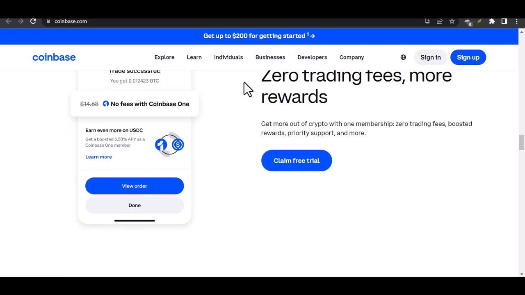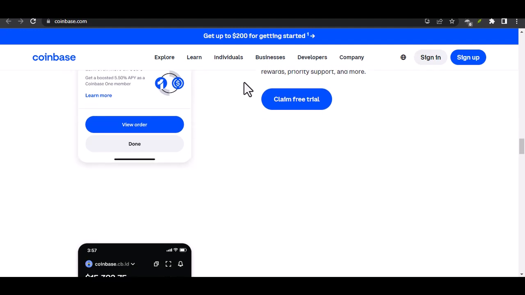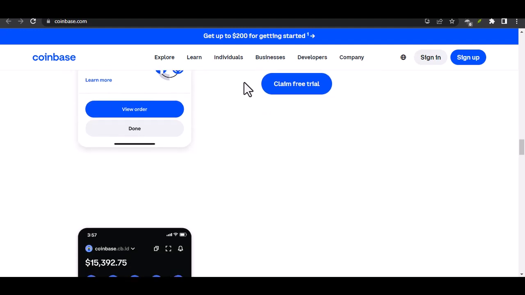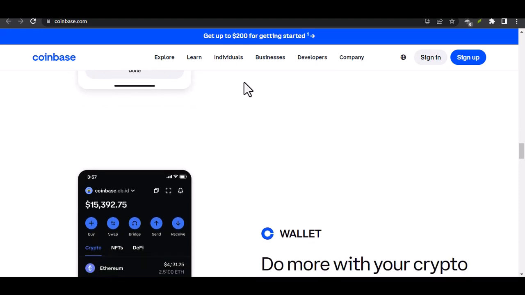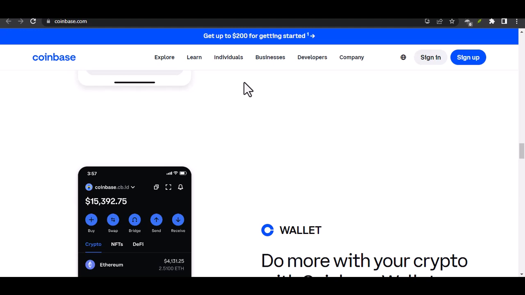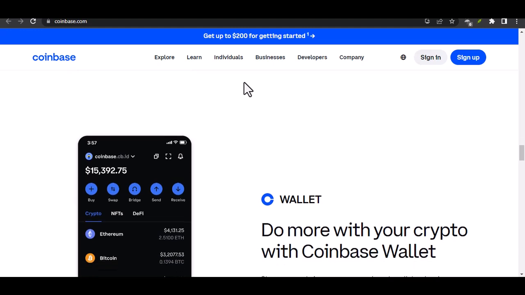Now, there are ways to potentially reduce these network fees. Some wallets allow you to set your own fee when withdrawing cryptocurrency. However, this comes with a risk. If you set the fee too low, your transaction might take a very long time to confirm, or worse, it might not get confirmed at all.